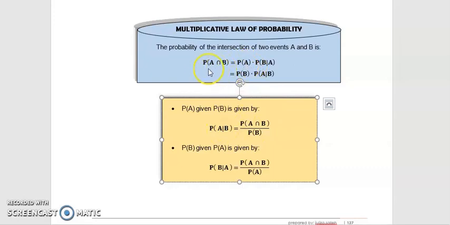So probability of A intersect B is given by probability of A given B multiplied by probability of B. Similarly, if you have probability of B given A and you want to find the intersection, bring the denominator to the left hand side. So probability of A intersect B equals probability of B given A multiplied by probability of A. After this, we look at an example on how to apply this law.